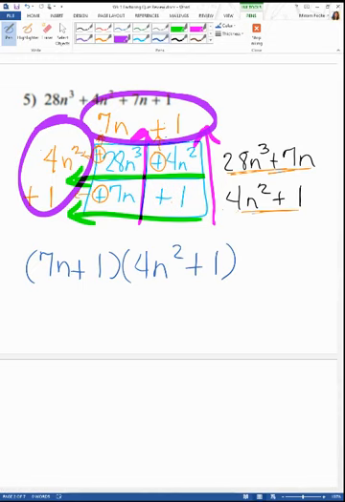All right, now if I double check my work, I have 7n times 4n squared, which is 28n cubed, can be located there or in the box. 7n times 1 is itself, which is 7n, and that's right here. 1 times 4n squared is itself, 4n squared, there, and it's also there. And then 1 times 1 is itself, which is positive 1.